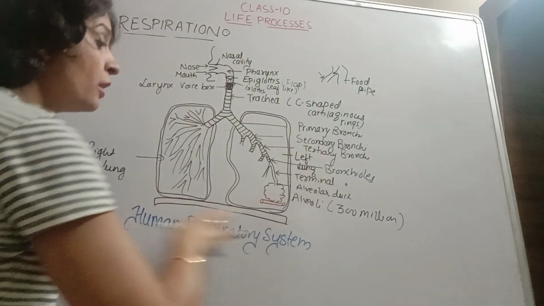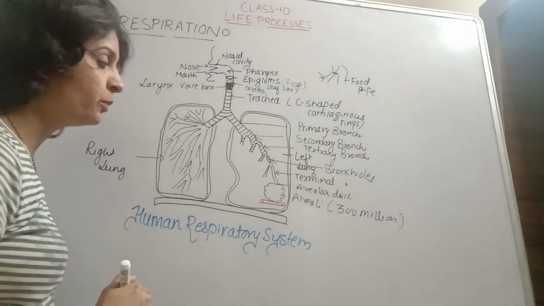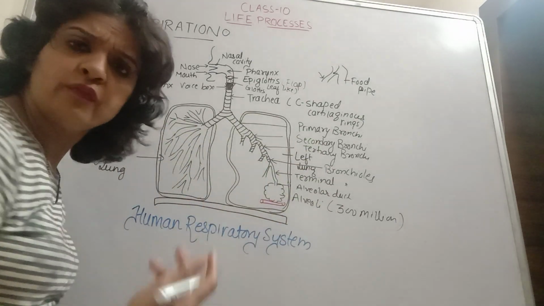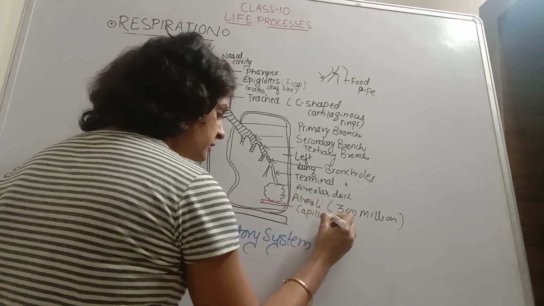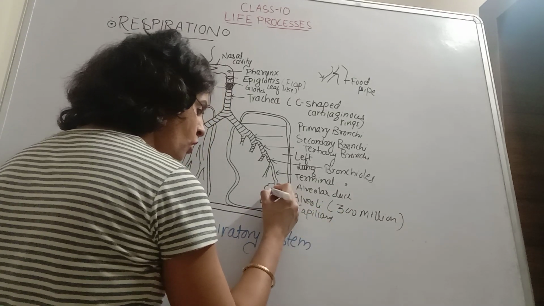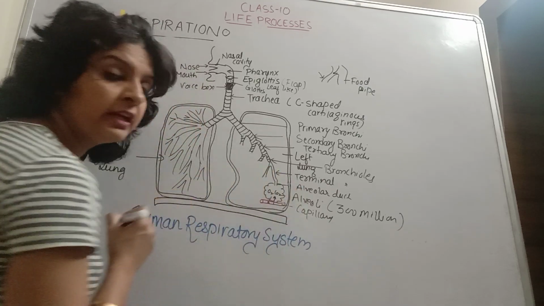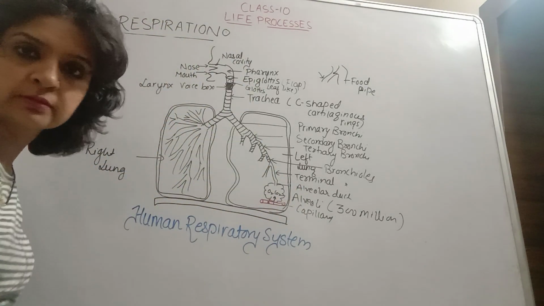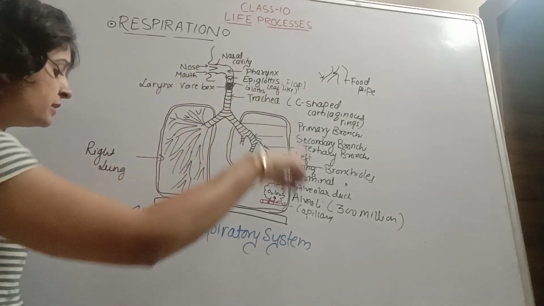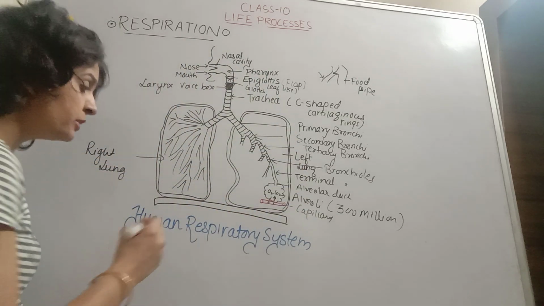So there are around 300 million alveoli present, and these alveoli are obviously connected with the capillary, because this is the place where exchange of O2 and CO2 will take place, and the passage of CO2 will again be like this. So this is the human respiratory system.